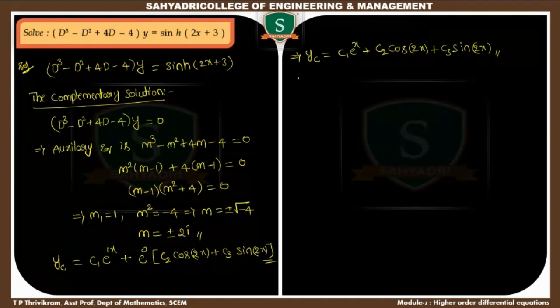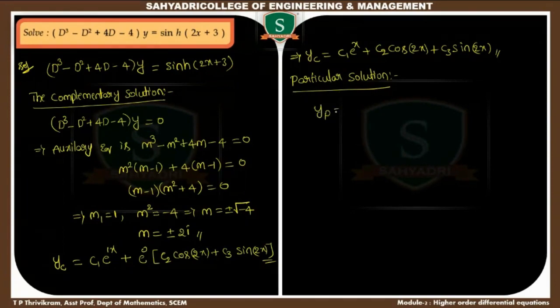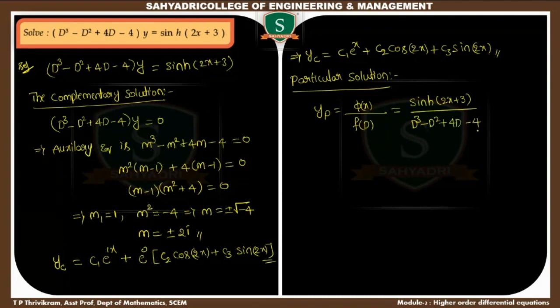Similarly, we will find the particular solution. So the particular solution yp is equal to phi of x divided by f of d. Phi of x is sinh of 2x plus 3, divided by d cube minus d square plus 4d minus 4.